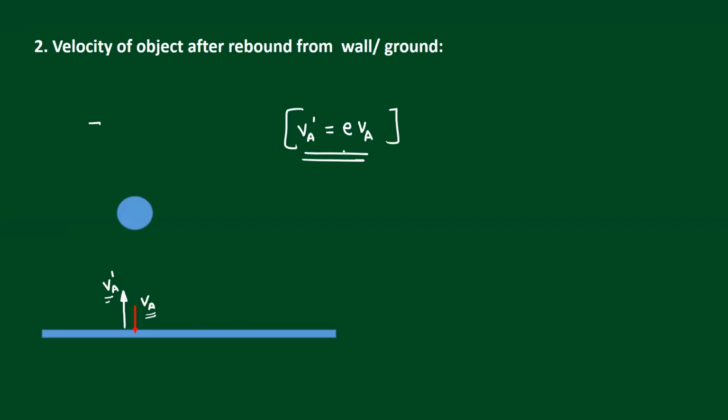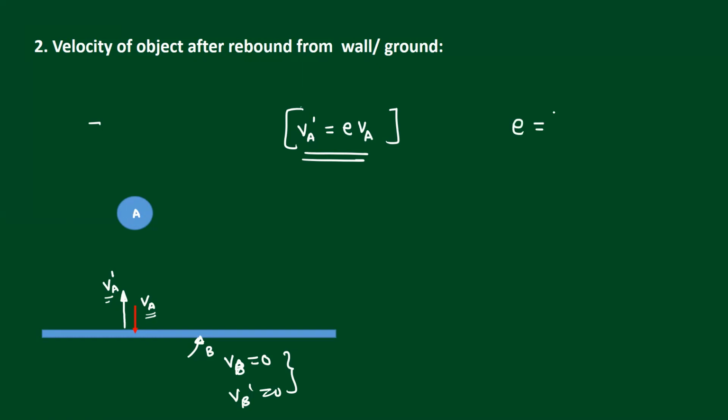By using this relation, we can determine the velocity of any object after the rebound from the wall or from the ground. Actually, this is the object A and this is the object B, but here object B is stationary. So the velocity of B before impact and after impact remains the same, it is 0. Therefore we get this relation as Va dash is equal to E into V. We should remember these two equations.